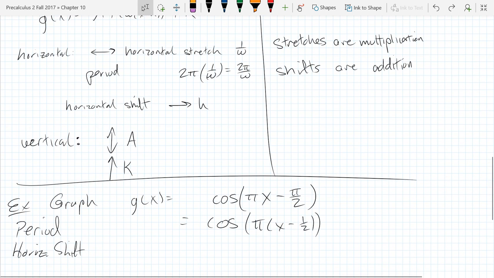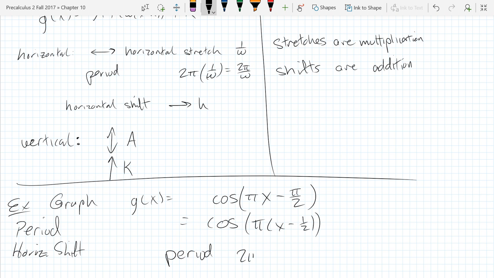All right, so period, normally, period is 2 pi, but now period is going to be 2 pi over w. So in this case, w is pi. So we got 2 pi over pi. It's a little bit strange, but the period is just going to be 2 now. So that should seem pretty weird. Period p equals 2.